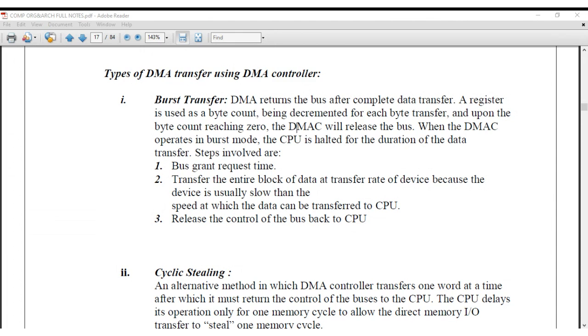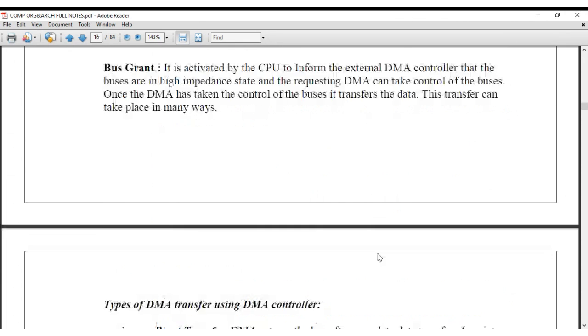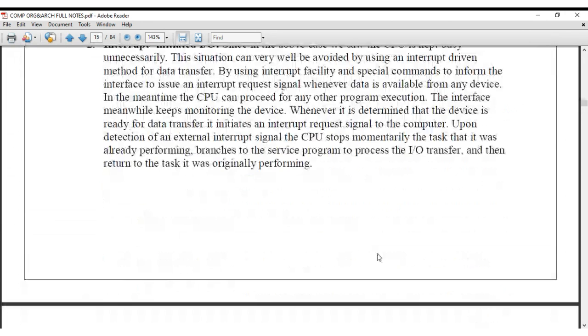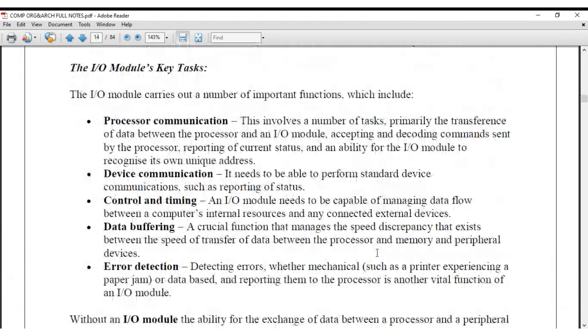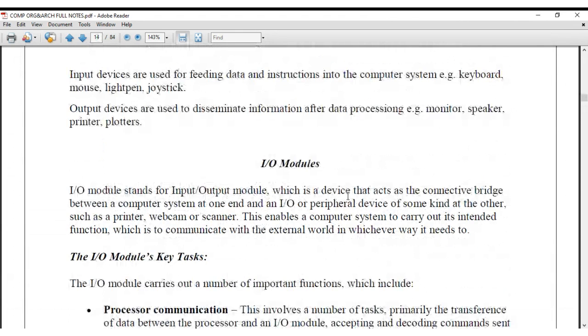Okay. So if you're able to hear and see clearly, then we can start. All right. So in the previous classes, we were able to discuss the PC interconnection structures. You can find that in the previous video.